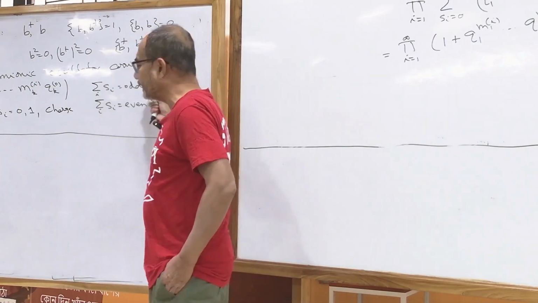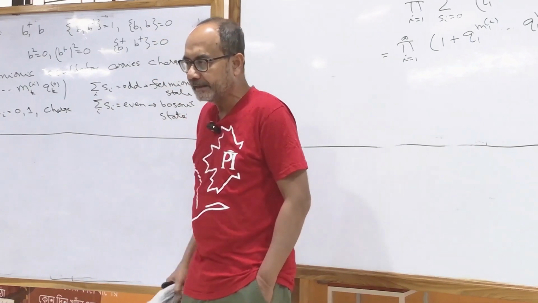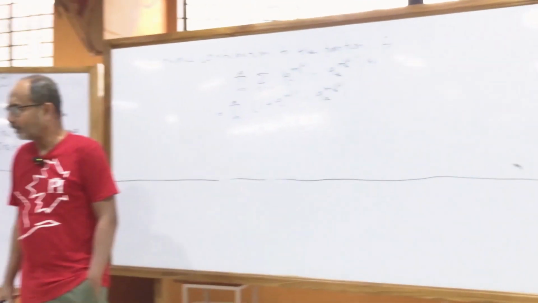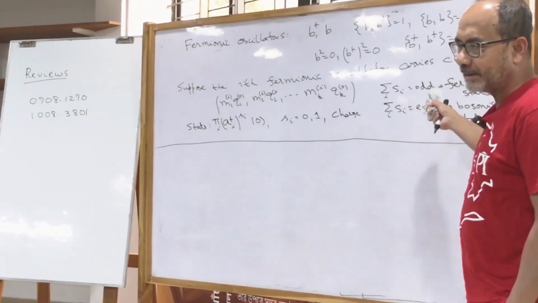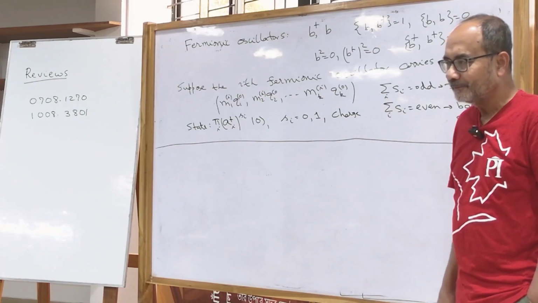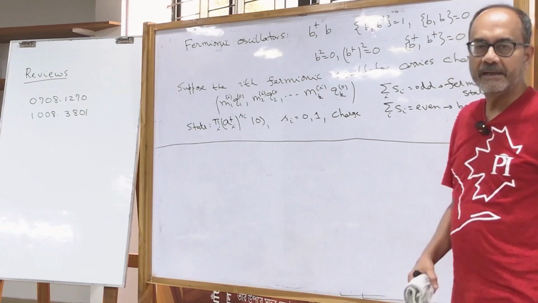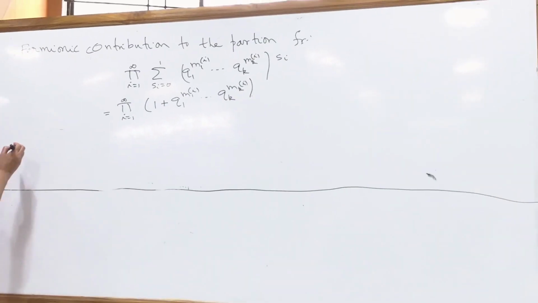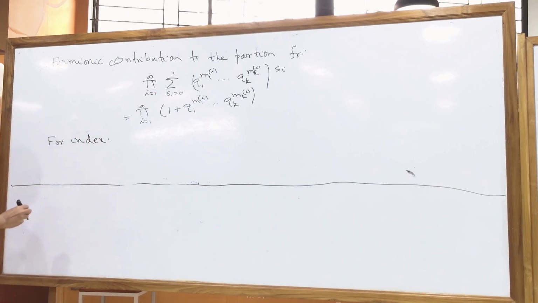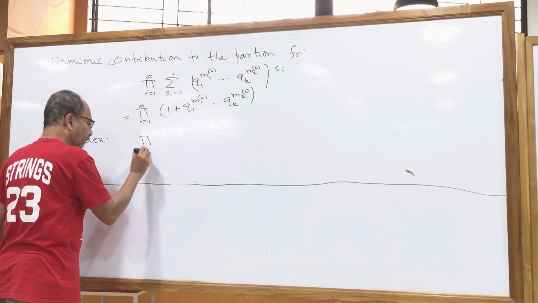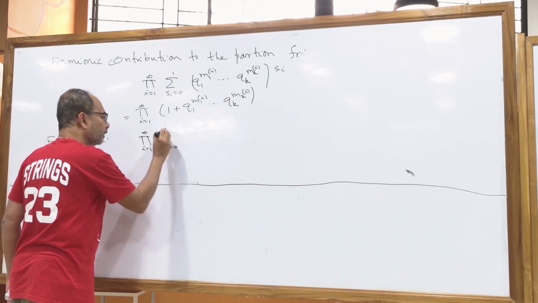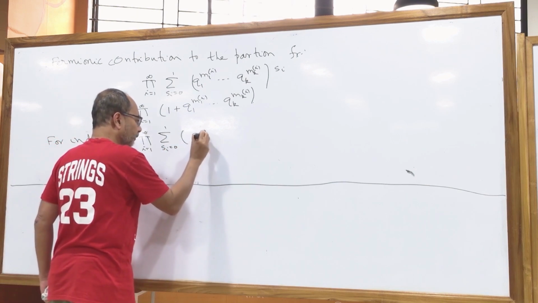See, sum over Si equal to odd gives fermions and sum over Si equal to even gives bosons, right? So, what combination will have the property that it's minus 1 to the power sum over Si? Because minus 1 to the power sum over Si will be minus 1 for fermions and plus 1 for bosons. Is that clear? Right? So, to count index, we have to put a minus 1 to the Si, right? That's the only difference. So, product over i equal to 1 to infinity, sum over Si equal to 0 to 1, q1 to the m1i.